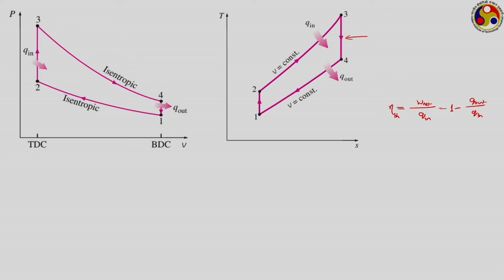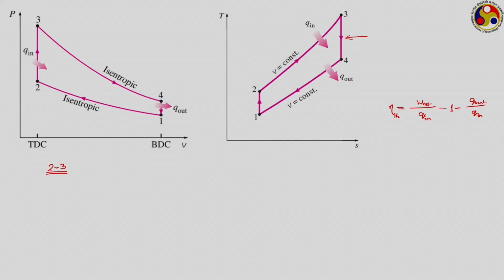Now, during process 2 to 3, we have heat addition, during 4 to 1 we have heat rejection, whereas during 1 to 2 and 3 to 4 there is no heat transfer. So, we have to analyze each of the processes individually to get this q out and q in. As there is no heat transfer involved with 2 of the processes, let us skip them for the moment. We are just going to analyze 2 to 3 first.